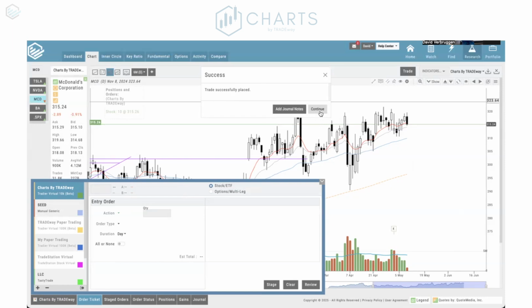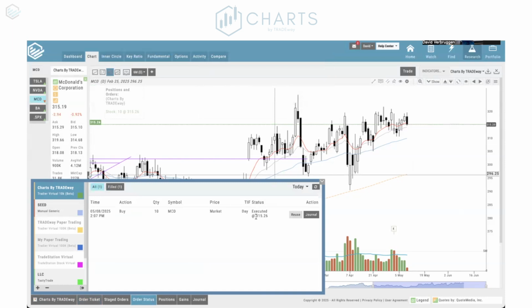Let's find out. Click that continue button and it's going to automatically bring you to the order status page at the bottom here. The order status page is where we're going to see, well, simply the status of the order, right? And you can see, yes, it was executed at $315.26. Now, if you saw the word live here instead of executed, you might think, oh, I've got a live one. I'm in this trade. No, no, no, no.